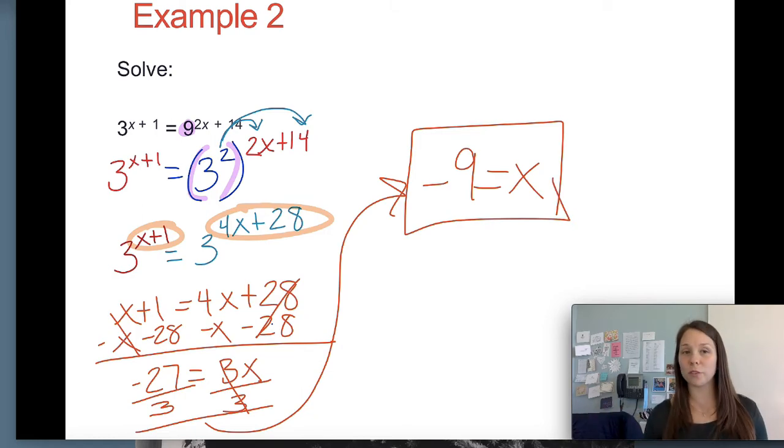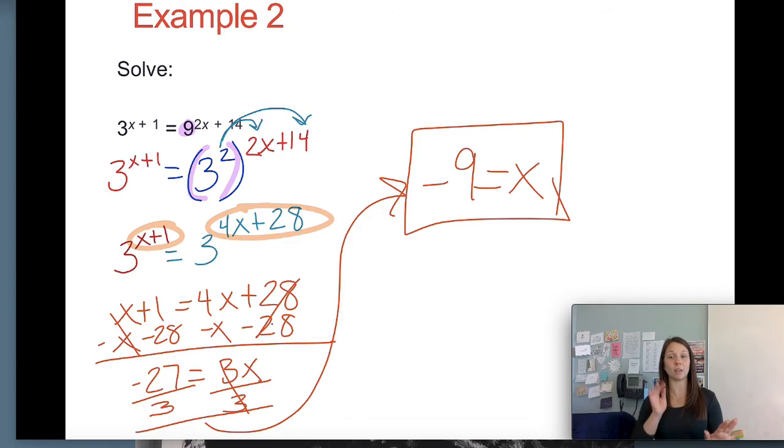And the really beautiful thing about this is you can check your work. You can take negative 9 and plug it in for x on the left and right side of the original problem, and you should get the same number equal to itself when you do that. All right, let's do one more. That's like this, and then we'll move on to another type of problem.